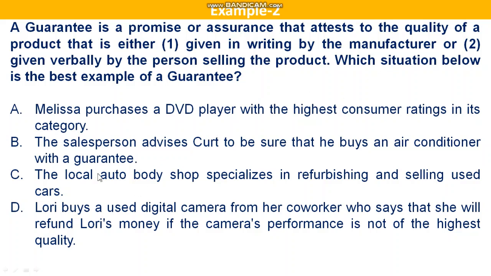According to me, statement D is a correct answer. As it says, Lori buys a used digital camera from her co-worker who says that she will refund Lori's money if the camera's performance is not of the highest quality. This is what is guarantee.